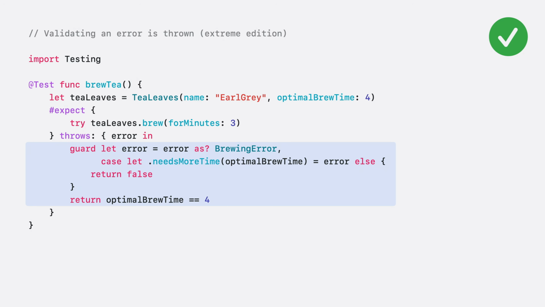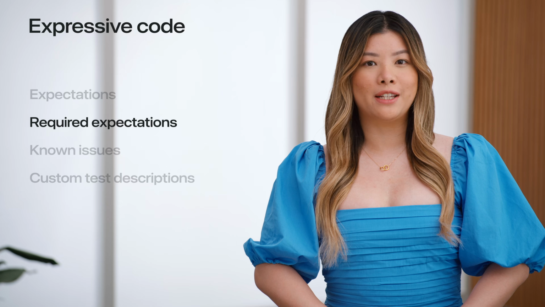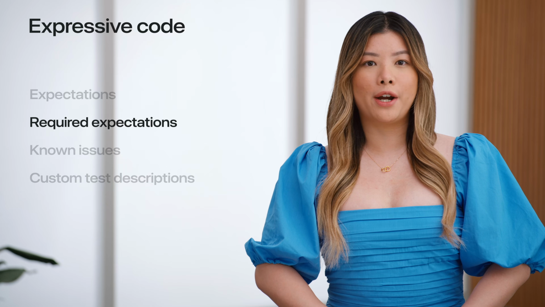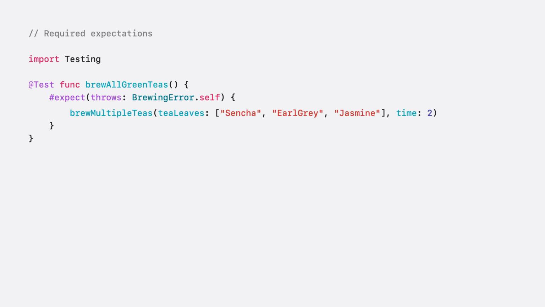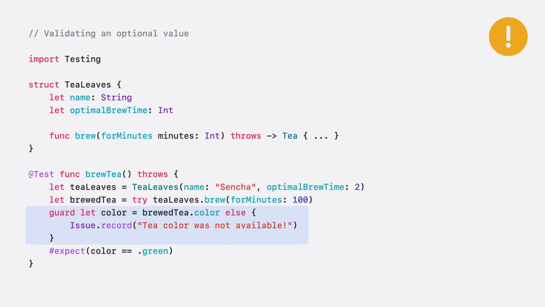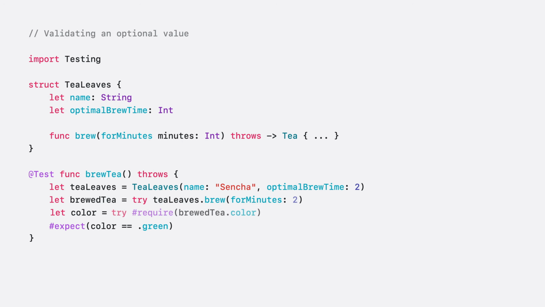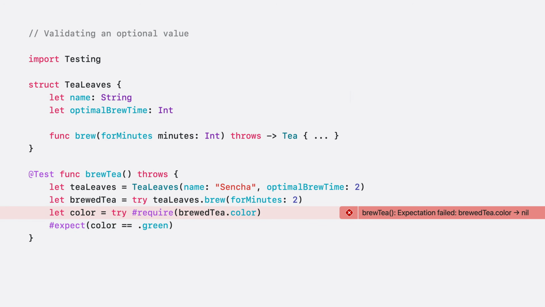In the Meet Swift testing session, Stuart introduced the concept of required expectations. As a quick reminder, any regular expectation, including throwing ones, can be made into a required expectation. In cases where you're validating an optional value, you can use a required expectation to document the control flow. It doesn't make sense to examine a value that ended up being nil. So adding a required expectation lets you end your test early if there's nothing left to do.